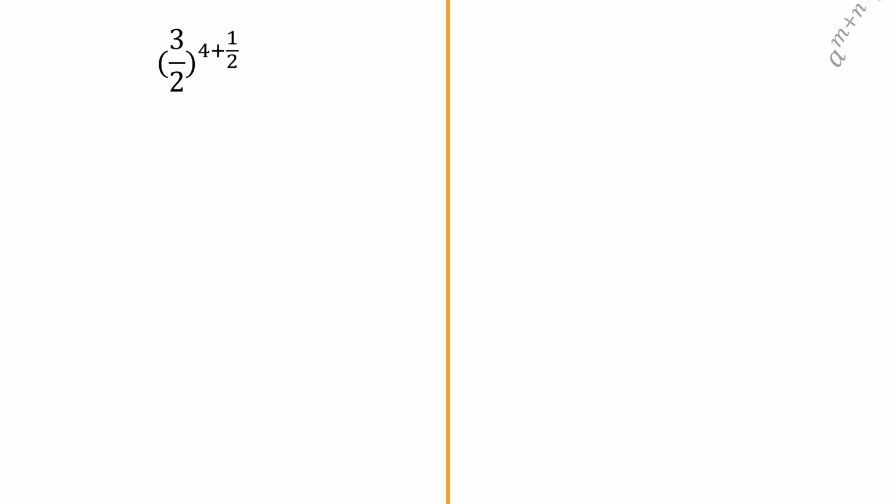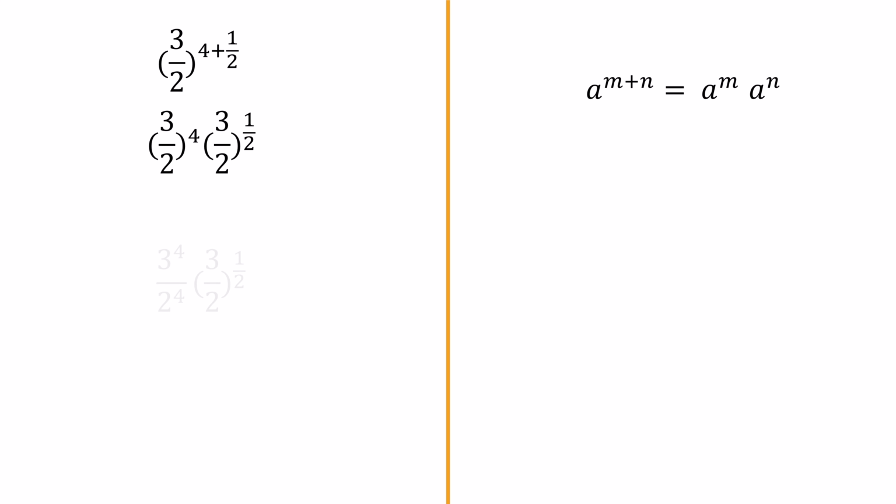So now we can apply the rule of exponents, which says a to the power m plus n equals a to the power m times a to the power n. Basically, if you have a sum in the powers, we can write it as a product of two separate powers, right? So 3 over 2 to the power 4 plus half can be written as 3 over 2 to the power 4 times 3 over 2 to the power half.